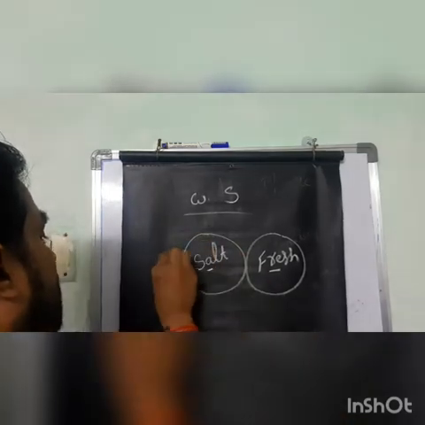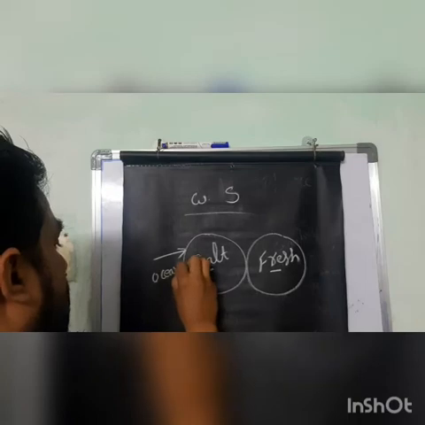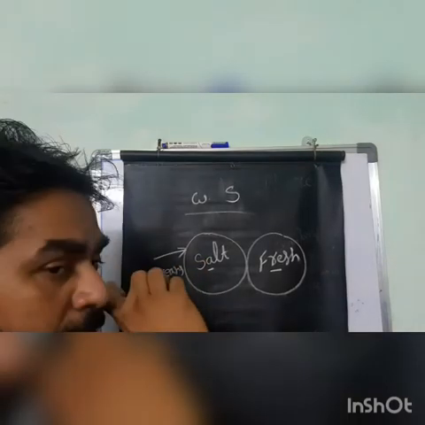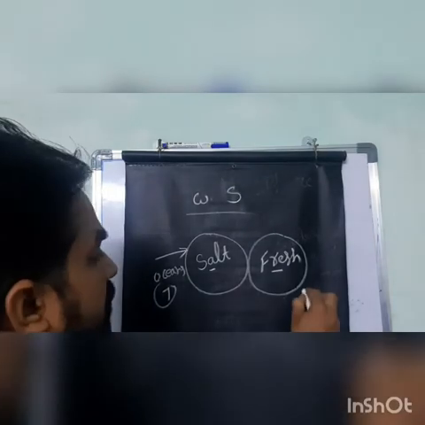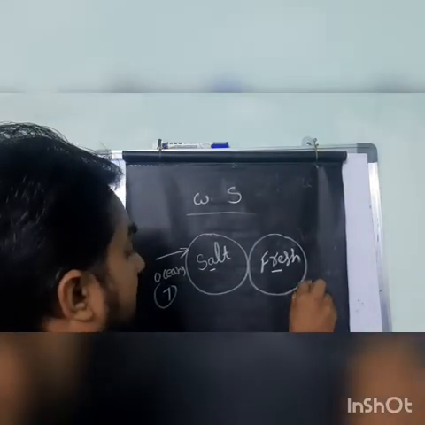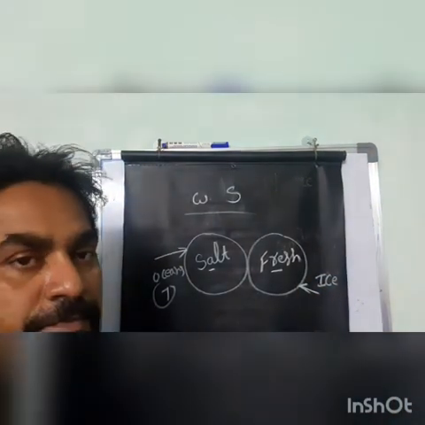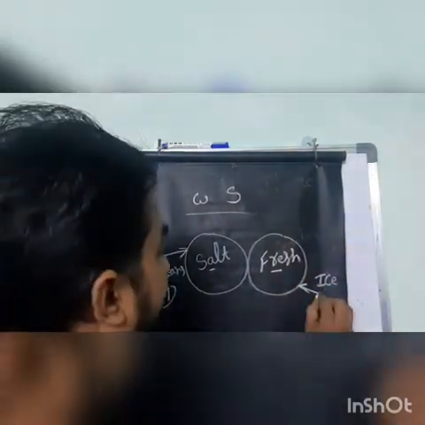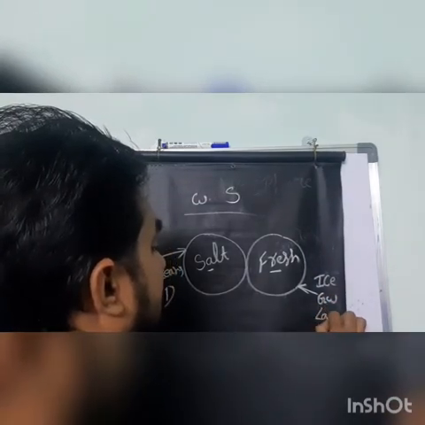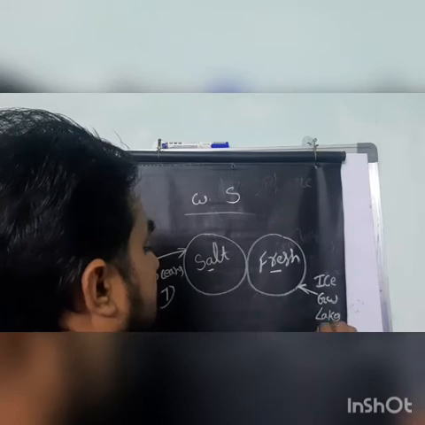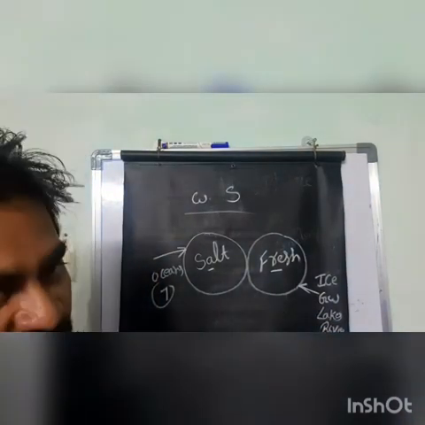The salt water is found in the oceans. We have 7 oceans, and in all 7 oceans we have salt water. Fresh water is found in the form of ice, or in the groundwater, otherwise in the lakes, and also in the rivers.